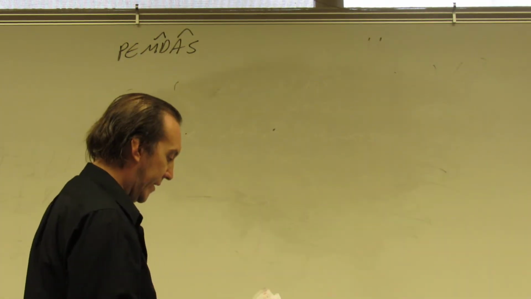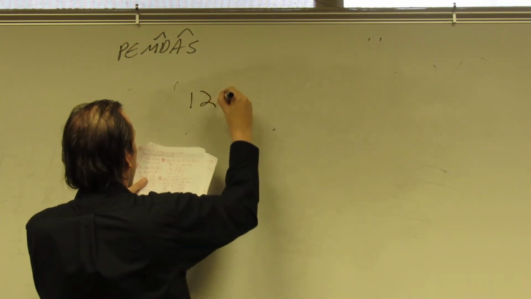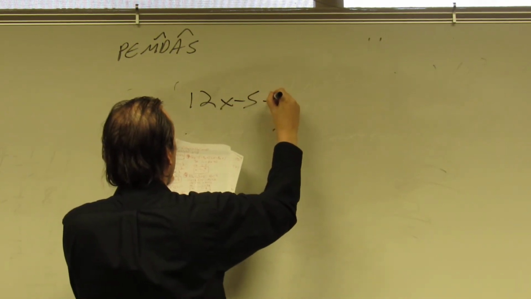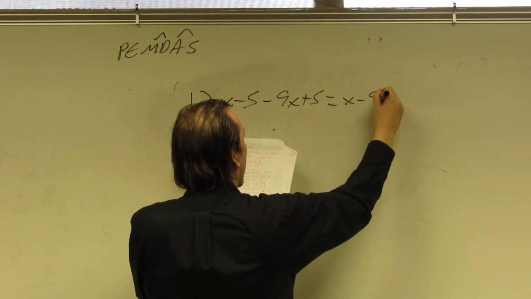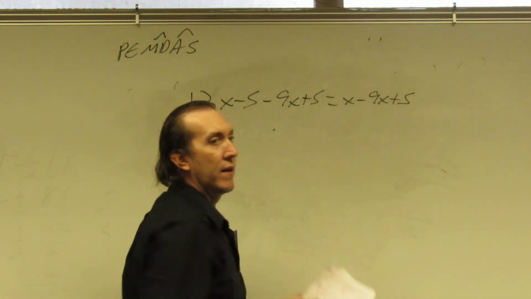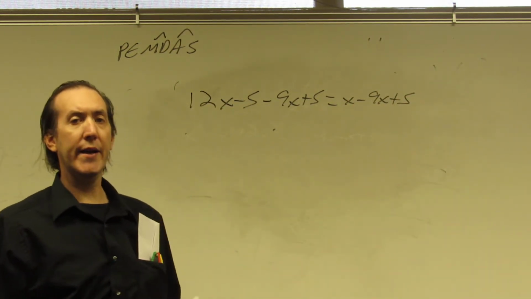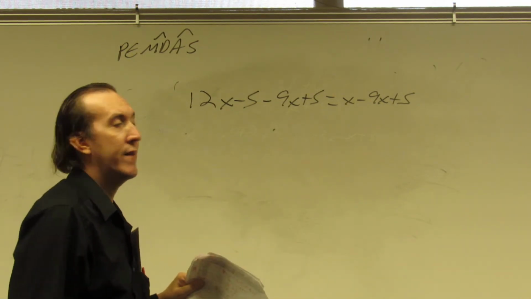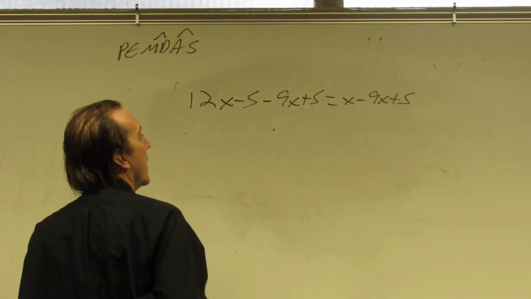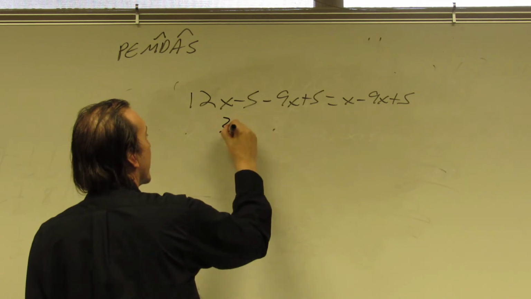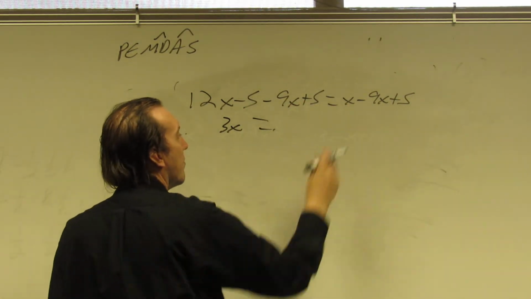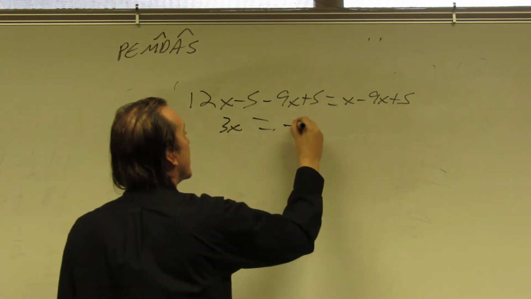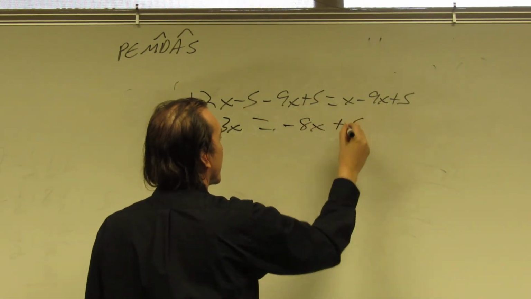Next, we're going to have something like 12x minus 5 minus 9x plus 5 equals x minus 9x plus 5. The important thing here is that you combine like terms on each side before you do anything else. We have 12x minus 9x is 3x, minus 5 plus 5 is 0, equals x minus 9x is negative 8x plus 5.